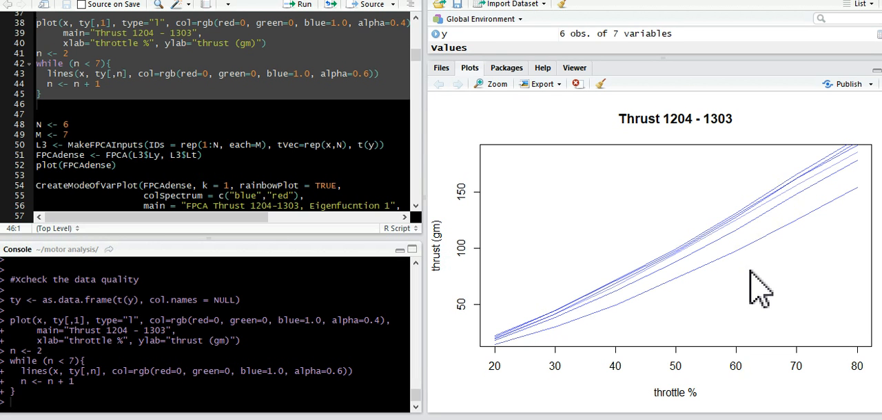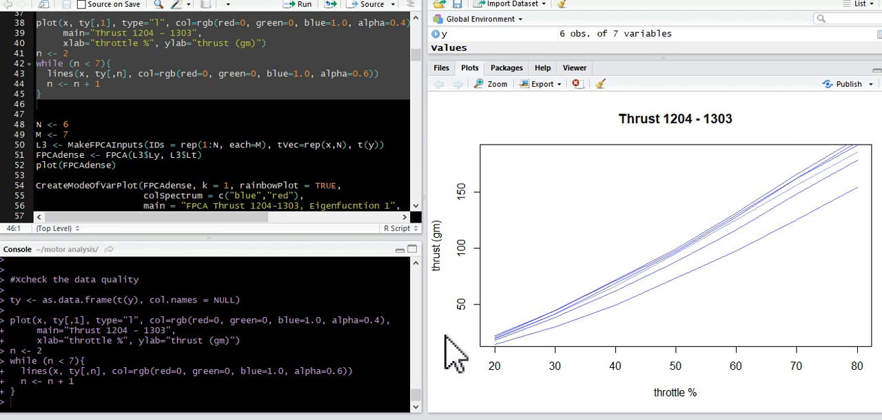The part where I want to come in and contribute to this project is in some of the analysis. This time we're looking at this 1204-1303 motor because it's the first batch that Carl ran through. But what I want to do is introduce some techniques, and so this is a little primer specifically on functional principal component analysis.